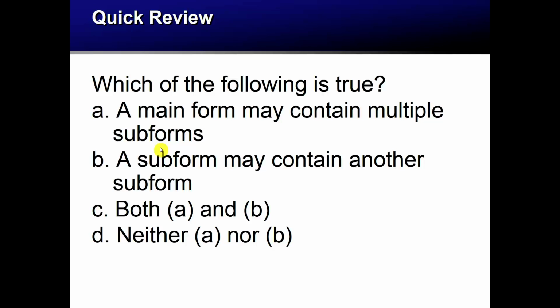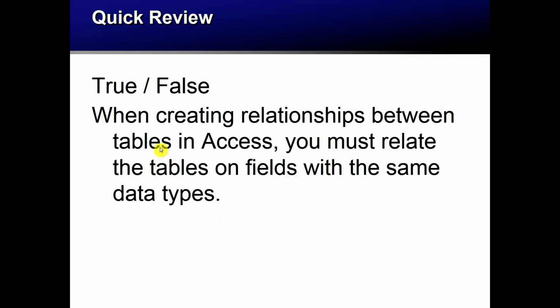Which of the following is true? The correct answer is letter C, because a main form may contain multiple subforms, and a subform may contain another subform. We call that a nested subform. So there's a lot of flexibility in how you can work and build with those subforms.